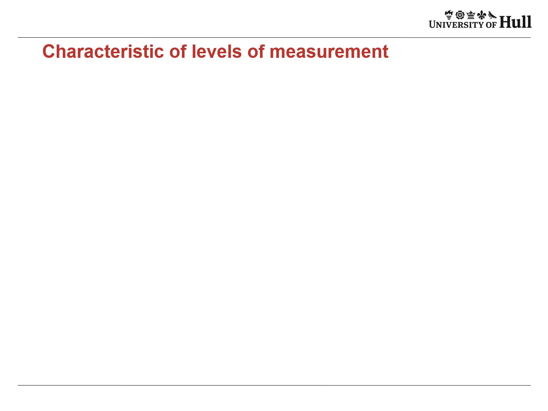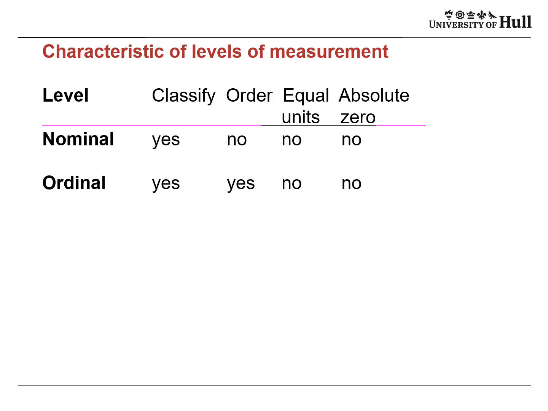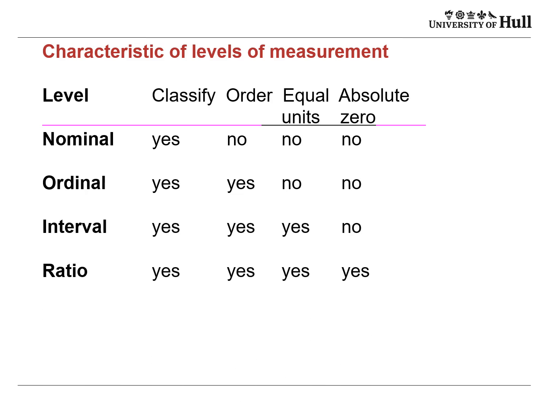So we can order all these in a chart. Here are the characteristics of levels of measurement. We can classify them in terms of whether they classify, order, have equal units or absolute 0. Nominal only classifies, ordinal classifies and orders, interval classifies, orders and has equal units, and ratio classifies, orders, has equal units and has an absolute 0.